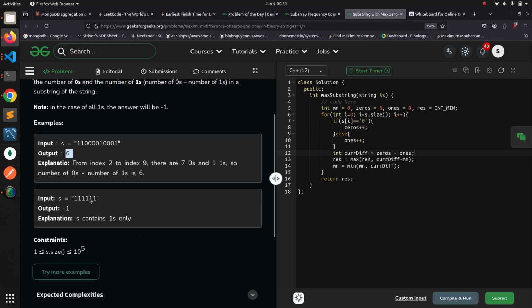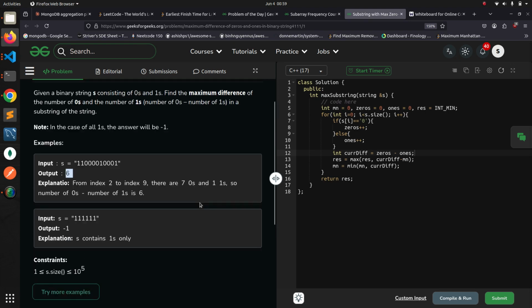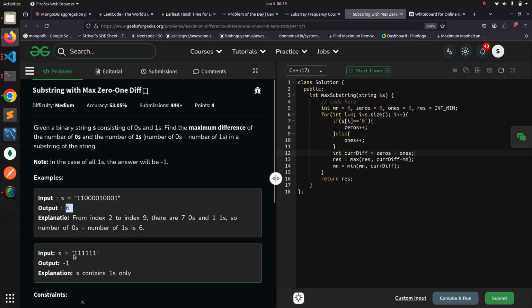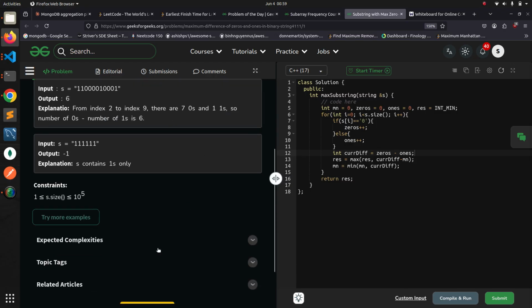In the case of all ones, the maximum number of zeros equals 0, and let's say we have chosen this substring. So the number of zeros will be 0 and the number of ones will be 1. So 0 minus 1 equals minus 1, and it is also written that in the case of all ones, the answer will be minus 1. The size of S will be up to 10 to the power 5.